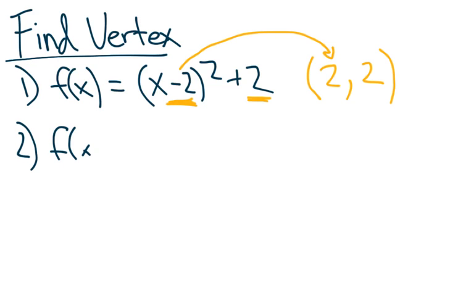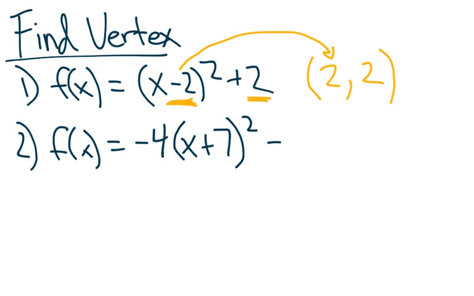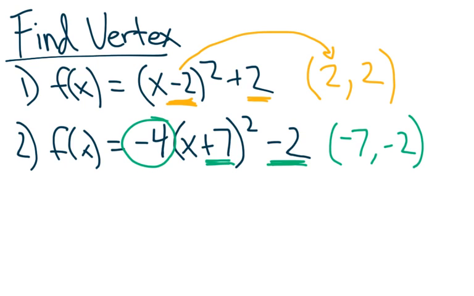Let's say we have f of x is equal to negative 4 times the quantity x plus 7 squared minus 2. Again, it's all about identifying numbers. These are the only two numbers that matter when we're looking at a vertex. Okay, this 4 means absolutely nothing to the vertex. It has no bearing or impact on it. We want to find the vertex, we take the 7, we change its sign to make it negative 7, keep the sign on this one, and the vertex there is at negative 7, negative 2.